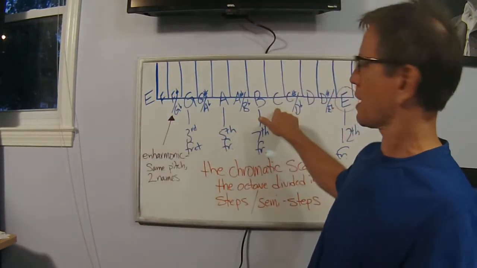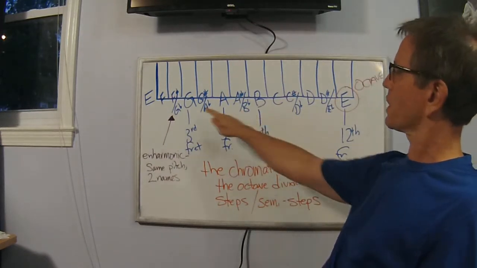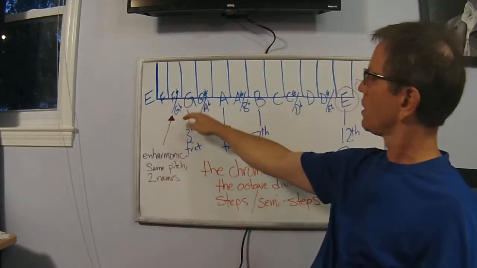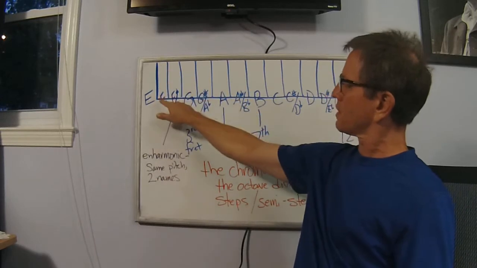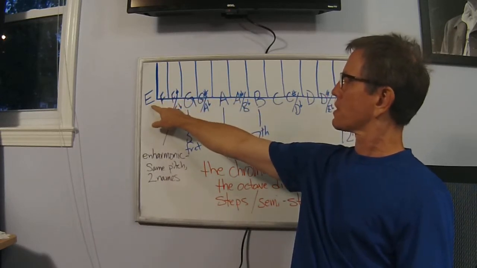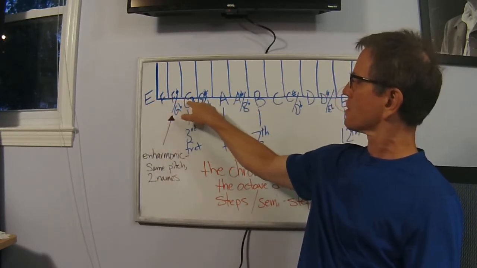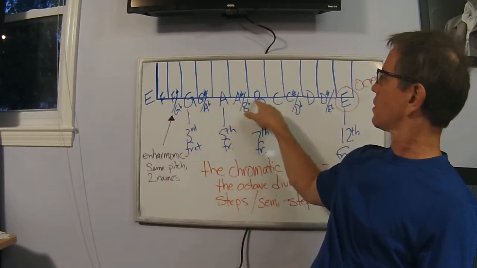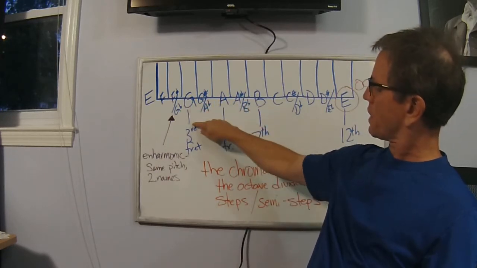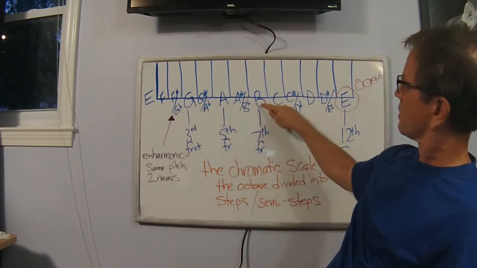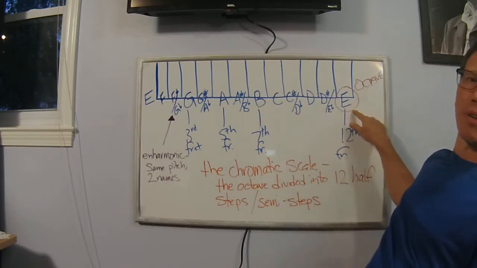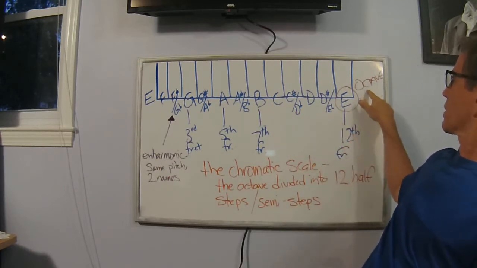I wrote out an example here using the thick string, the low E. So this is the nut. This is the string open. This is E. These are your frets going up. So this is the 3rd fret. This is the 5th fret, the 7th. And at the 12th fret, you have what's called the octave.